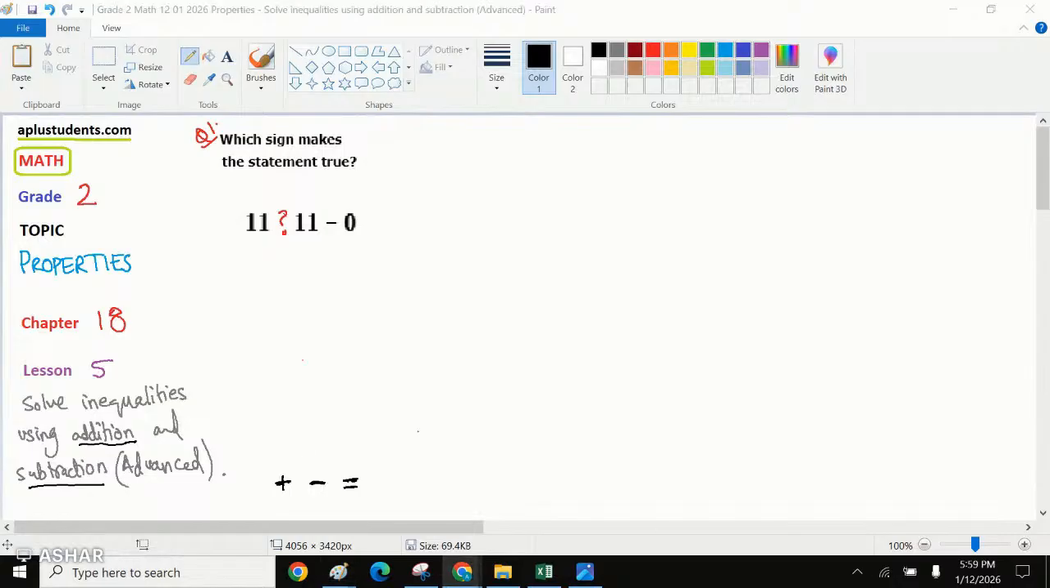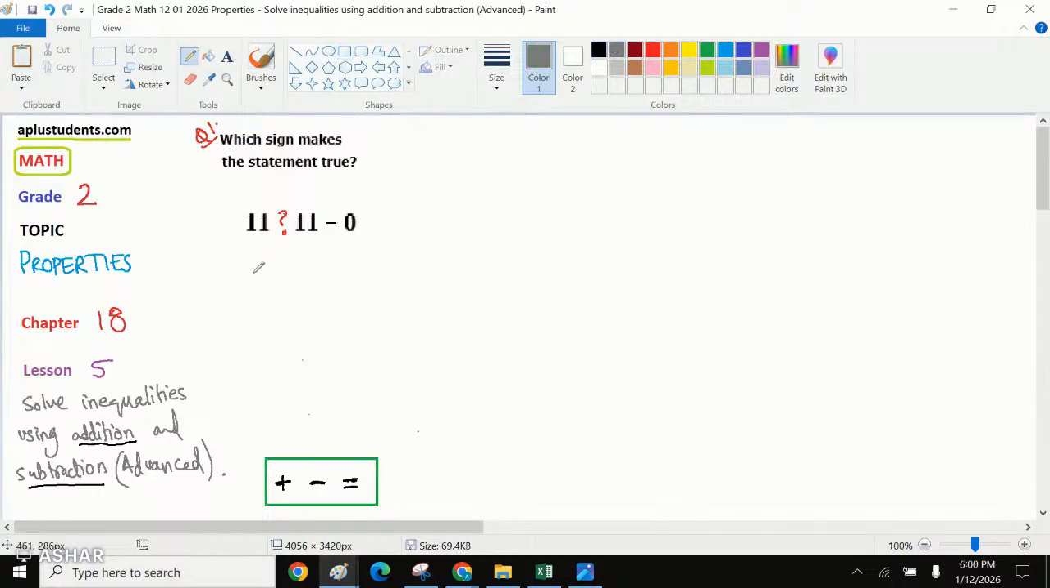Hi students, welcome to the class. What we are doing is we are trying to solve inequalities using addition and subtraction, and we are trying to find the missing sign from the given equation, okay. So these are the possible signs that can be used. We can use addition, subtraction, or equals to, right?